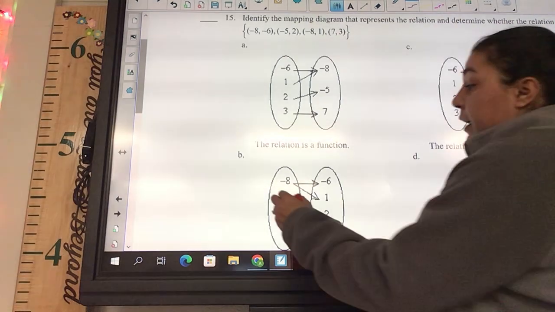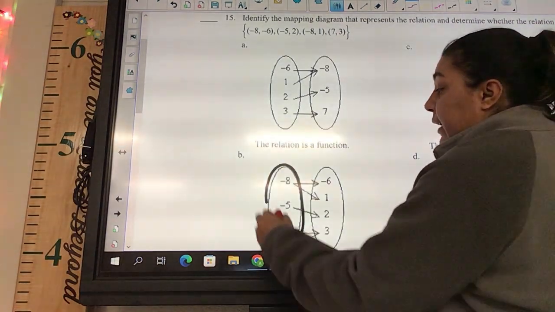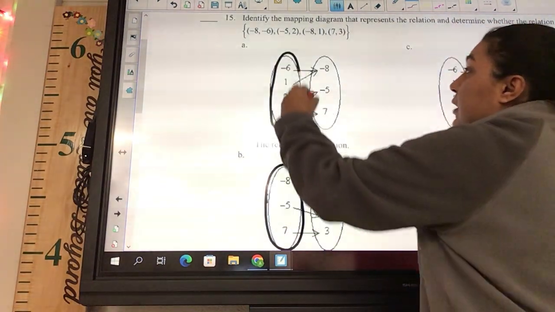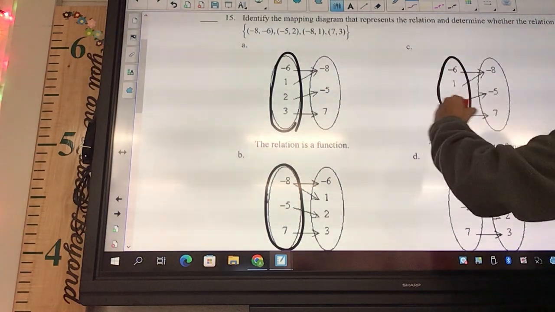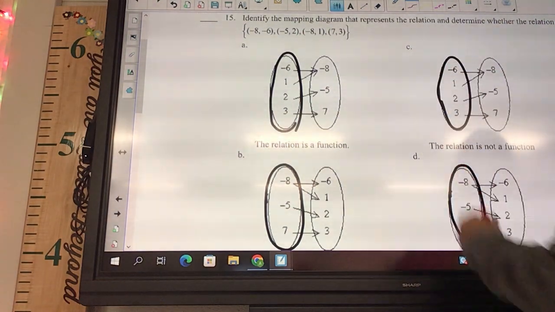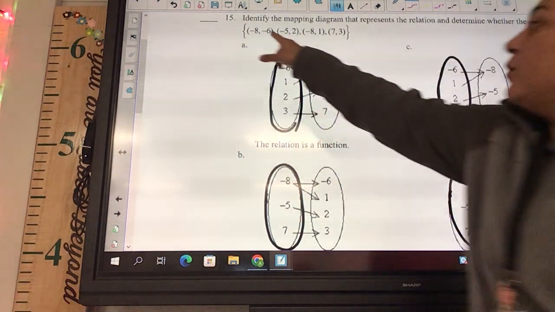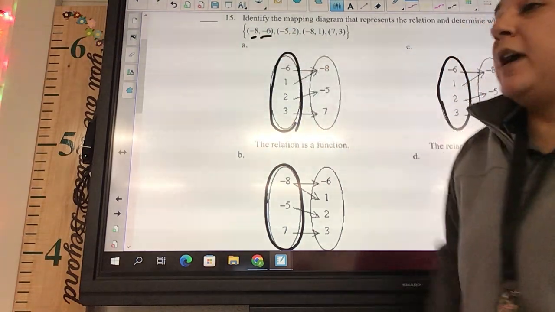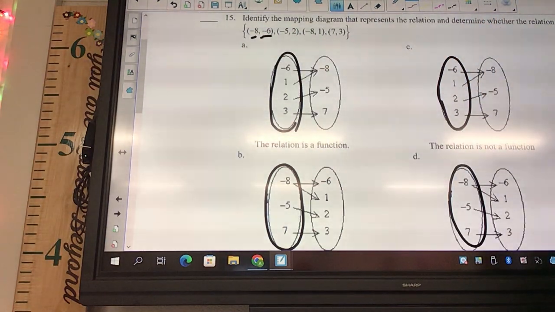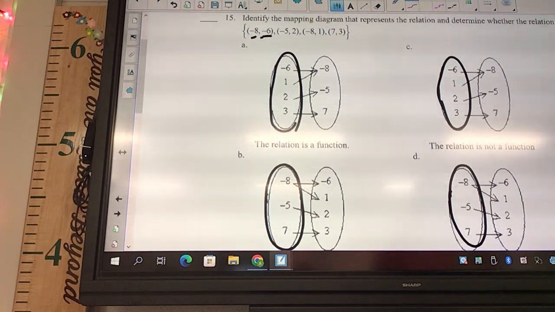Okay, so this one starts out with 8, right? And this one starts out with 6. This one starts out with 6. This one starts out with 8. Which one of these pieces goes in the first box? So this is no different than domain and range. Which one does the domain?